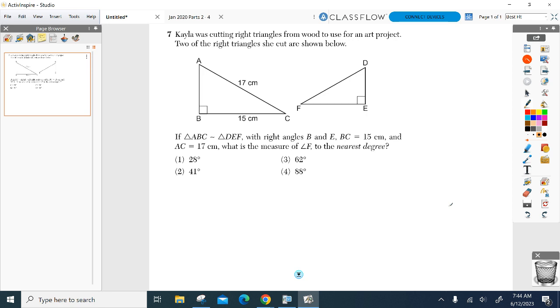But what is angle F congruent to? Angle F is congruent to angle C. So if you guys find angle C, you have angle F because the triangles are similar. Everyone see that? All right, now, once I know that fact, hopefully this becomes a little bit easier because now I'm using sine, cosine, tangent. So now I know angle F is congruent to angle C. So if I could find angle C, I'd be all right.